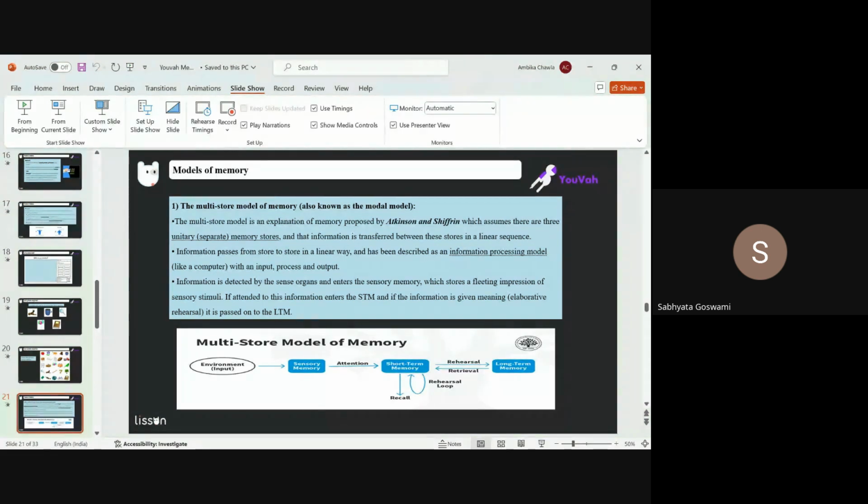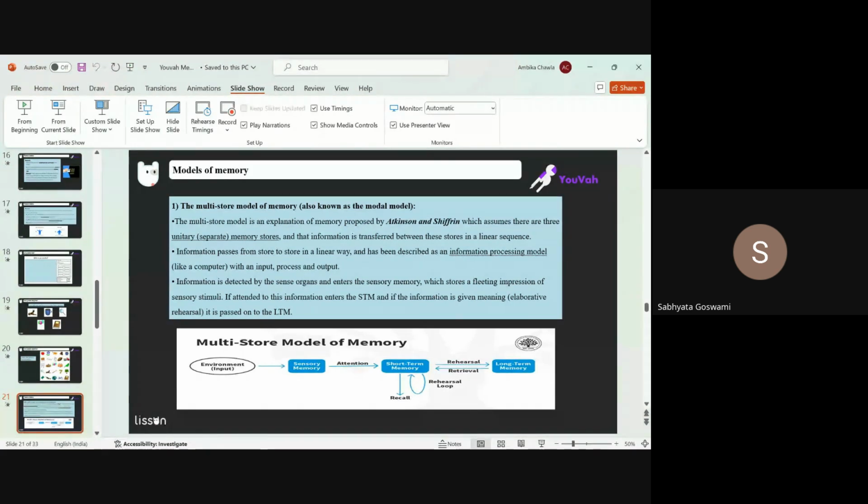So for anybody who does not know what maintenance rehearsals are, there is basically a verbal or mental repetition of information. So जैसे हम बोलते हैं ना कि हम मन में ये चीज बोल रहे हैं, that बोलने वाला चीज is maintenance rehearsals. So as long as we are rehearsing that information, it stays in our short-term memory.